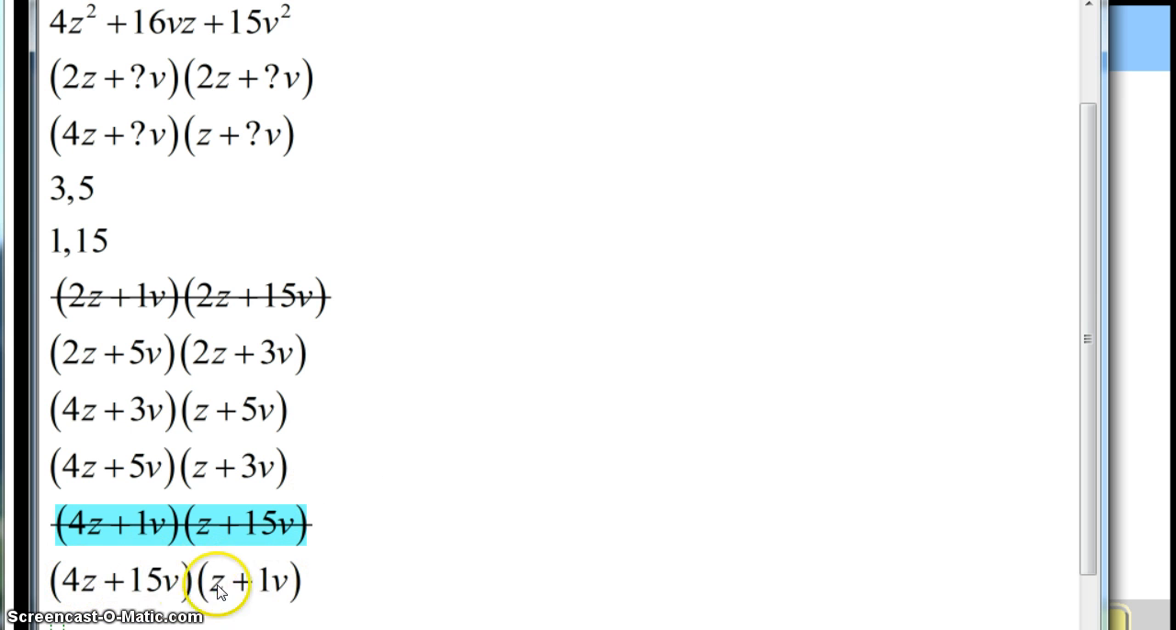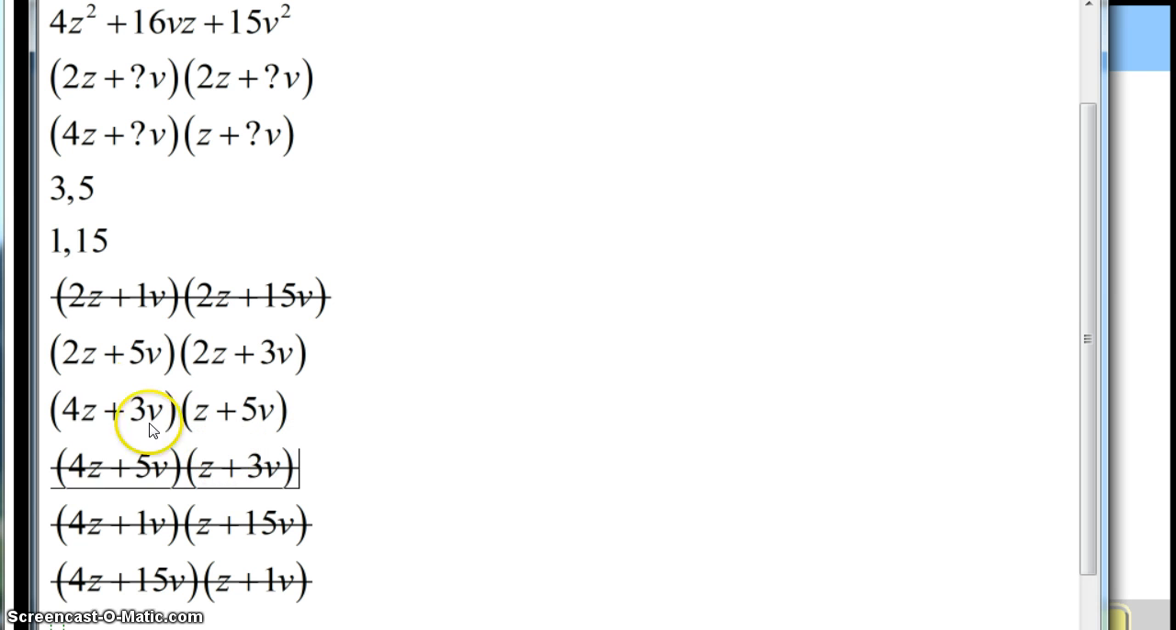Again, 4 times 1 plus 15 times 1. So that's going to be 19. It's not going to be this one either. But there's some others that have a little more chance. So that's 5 plus 12, that's 17 here, right? So 5 times 5vz plus 12vz, that's 17vz, so that won't work either. Sorry if I'm going quick, but you can try these all on your own. Look for the sums of the O and the I in FOIL.